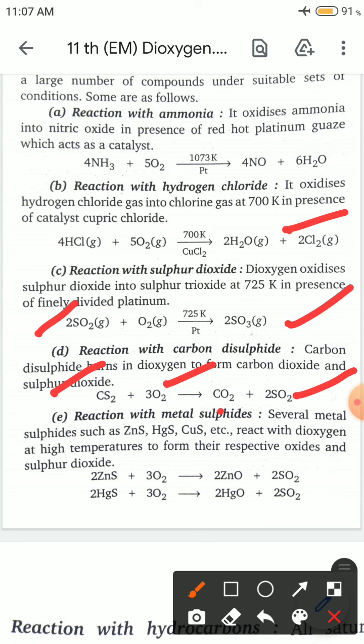It reacts with metal sulfides to give sulfur dioxide. For example, zinc sulfide reacts with O2 to form ZnO plus SO2. Mercuric sulfide: 2HgS plus 3O2 gives 2HgO plus 2SO2.